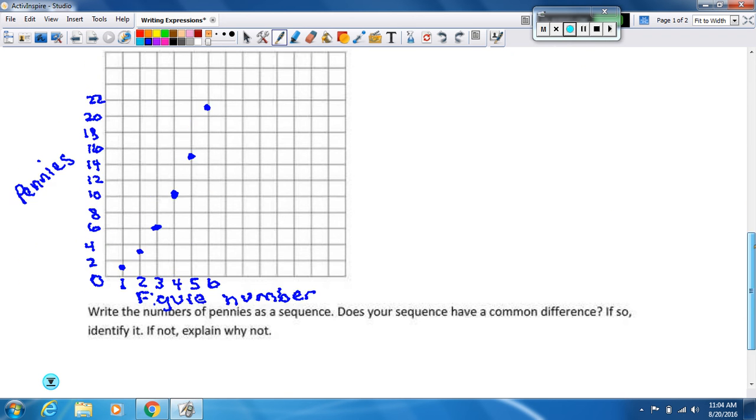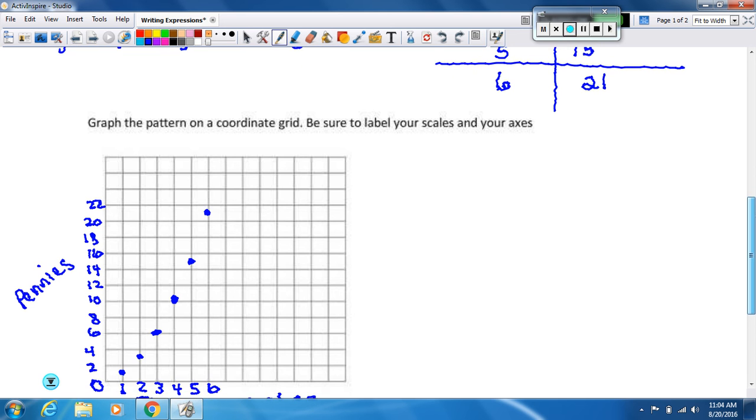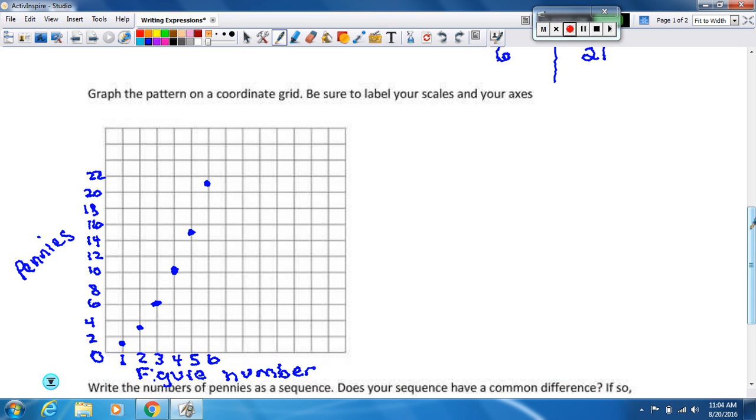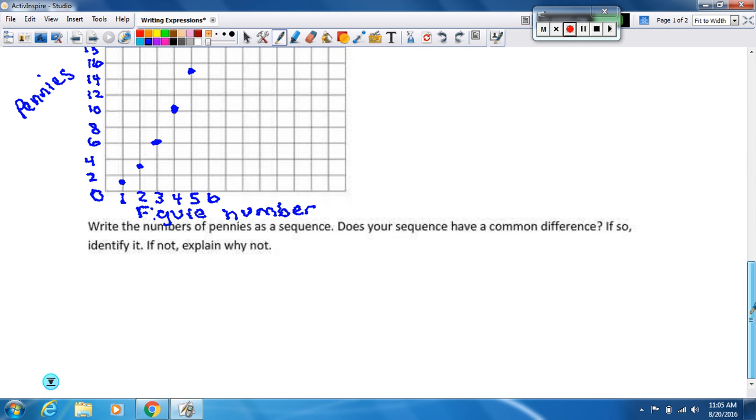Okay, let me make sure I answered all the questions there. Notice I did not connect the dots because the number of the figure doesn't really necessarily have to do with pennies. Graph the pattern on a coordinate grid. Okay, I did everything there. Okay, write the numbers of pennies as a sequence. A sequence is just a list of numbers.